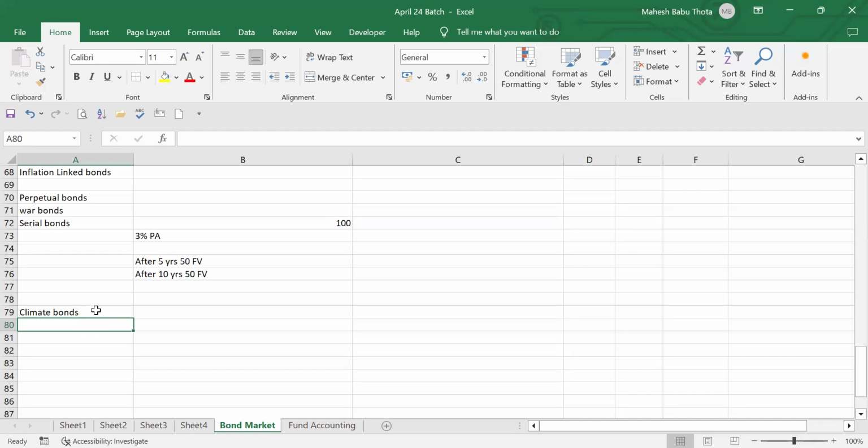So for that reason, bonds will be issued by a few companies and a few governments, even normally in the government's companies. So in those situations, we call it climate bonds. Understood, everyone? Yes, Mahesh.